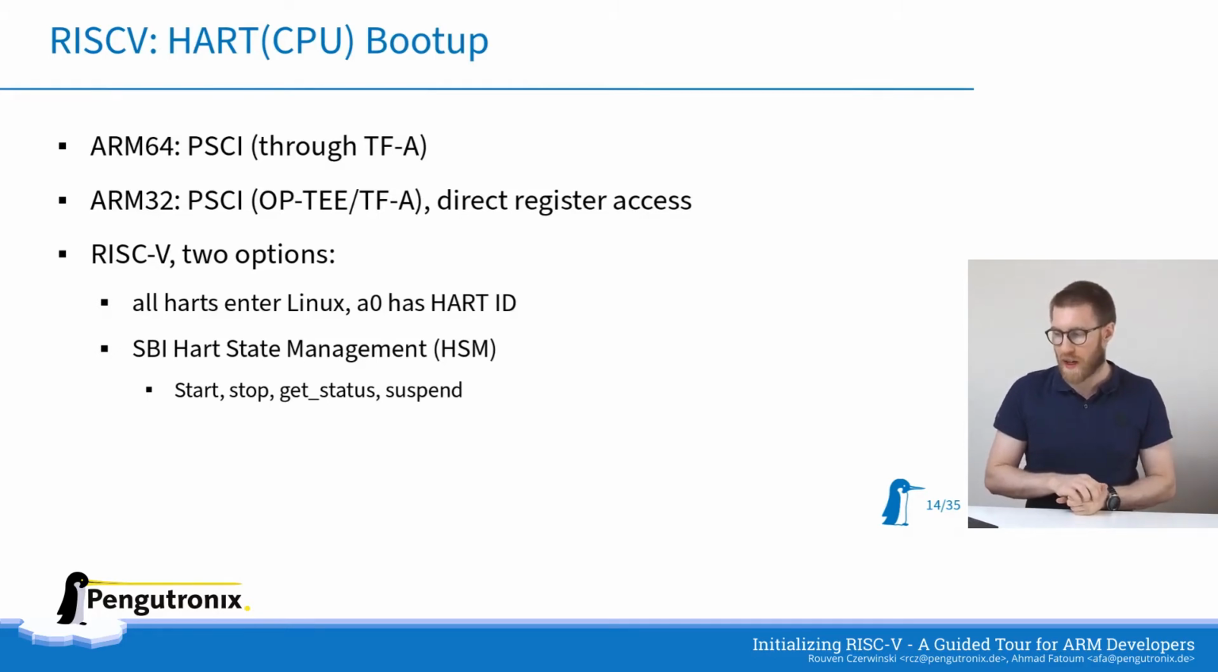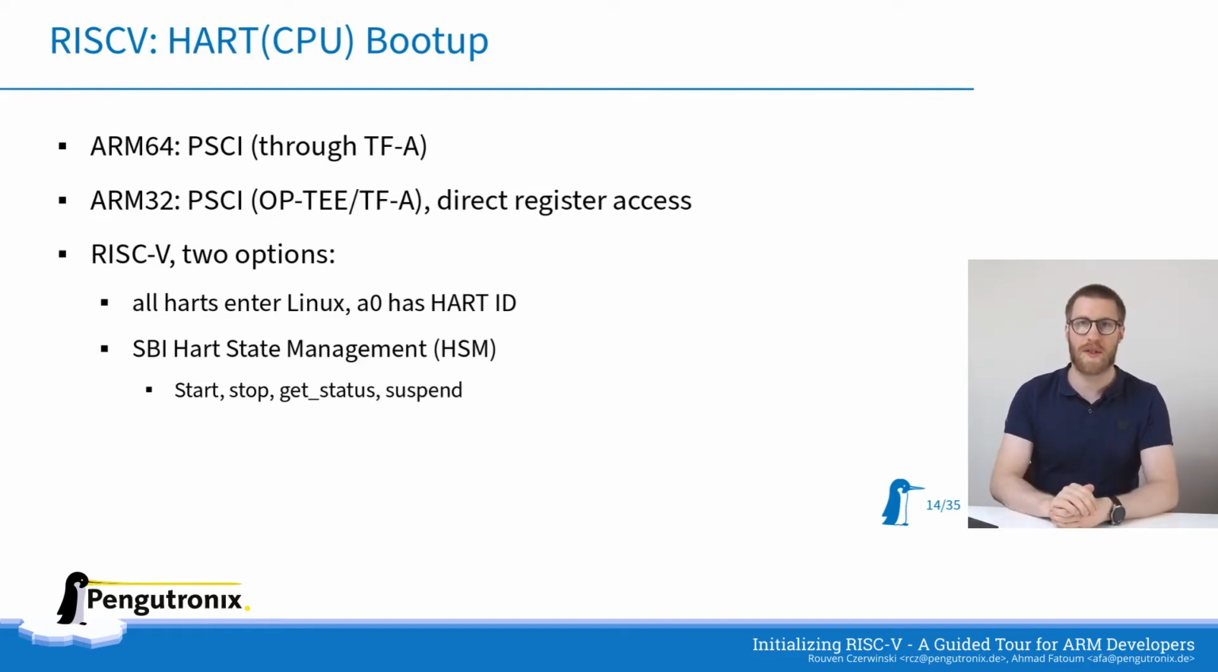On RISC-V, there are two options. The very first option as per specification was that all HARTs, all hardware threads, enter Linux, and each HART has its HART ID in the A0 register, and then Linux can identify, okay, I want the core with A0 to be the main core, which does all the boot up until I can start the secondary cores, and the secondary cores will spin until Linux is done with that.